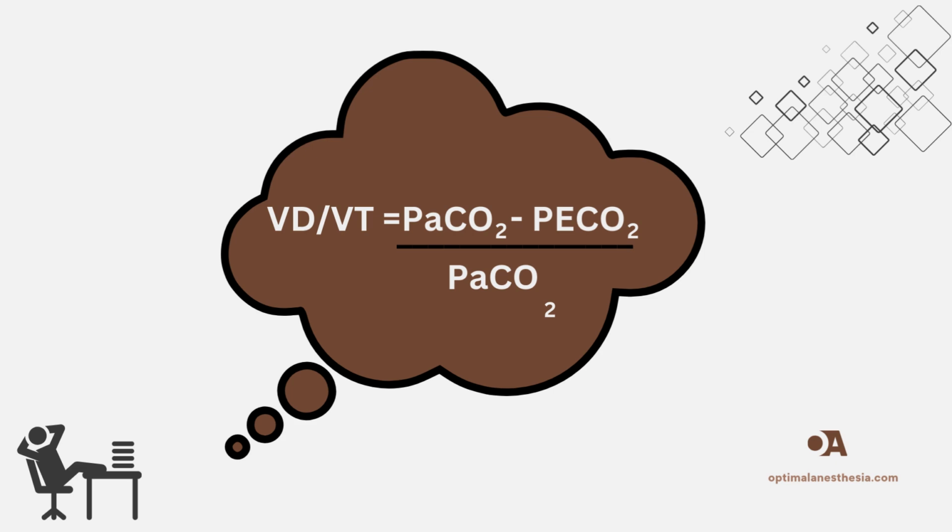The Bohr equation is a formula we use to determine how much of the air we breathe in actually takes part in gas exchange and how much of it is wasted. It looks a little like this, but don't worry, it's simpler than it seems. Let's break it down one piece at a time.